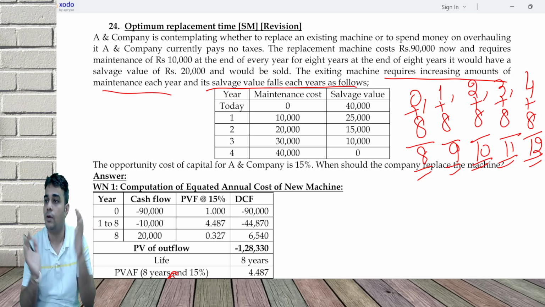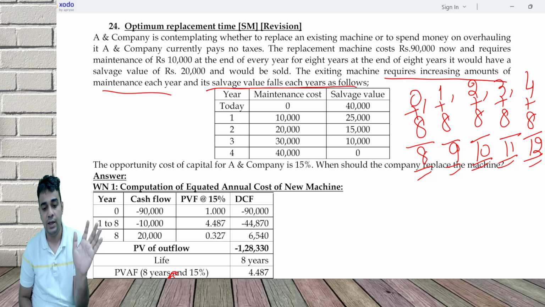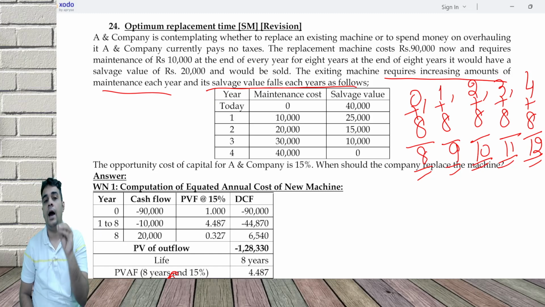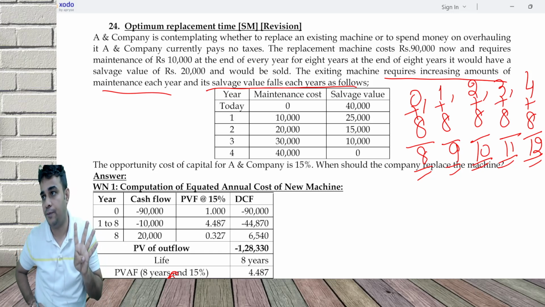This makes it more and more complicated. A lot of calculation needs to be done. So there's a short way to do this question. If it was a 1 or 2 year change, I would have done that approach only, that is, write old machine, then write new machine. What approach we are going to do is, in each of the 5 options, I will restrict my calculation to only 4 years.